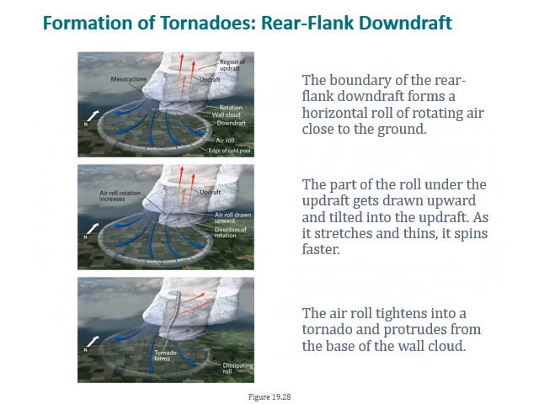In stage 3, the boundary of the rear flank downdraft forms a horizontal roll of rotating air close to the ground. In stage 4, the part of the roll under the updraft gets drawn upward and tilted into the updraft. As it stretches and thins, it spins faster. Finally, in stage 5, the air roll tightens into a tornado and protrudes from the base of the wall cloud. So you can think of this roll being like a rope that gets caught up in some wind or whipped around, eventually snaps off and forms its own tornado.